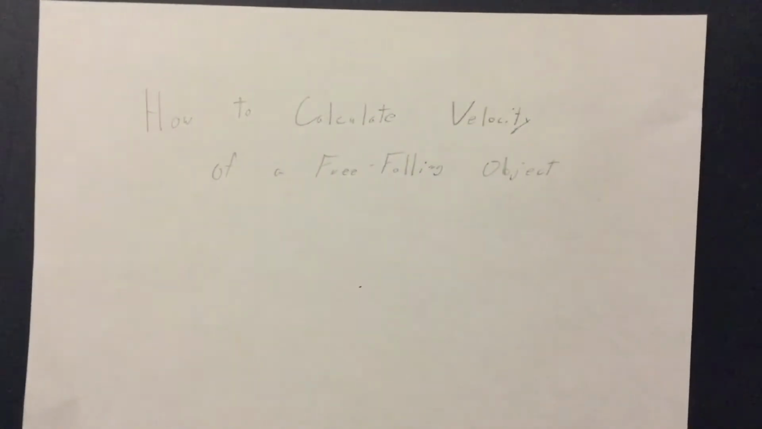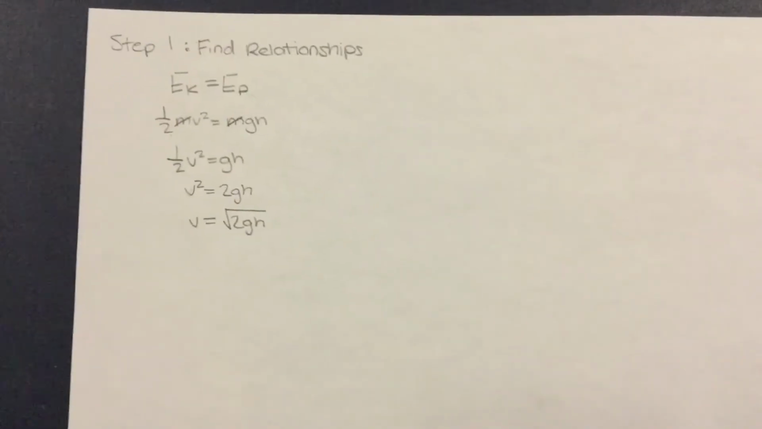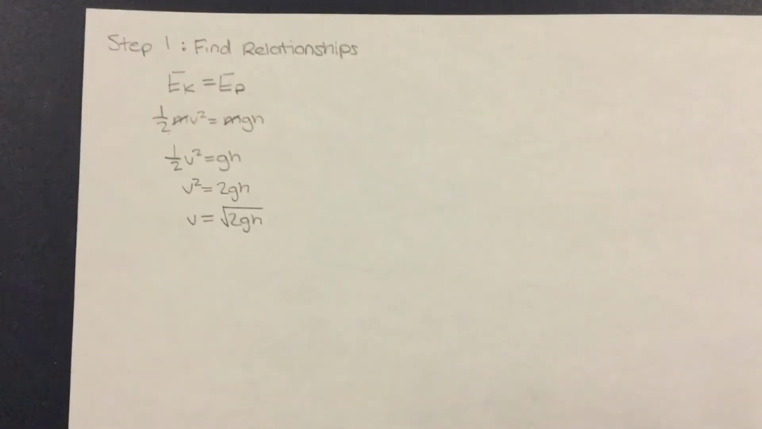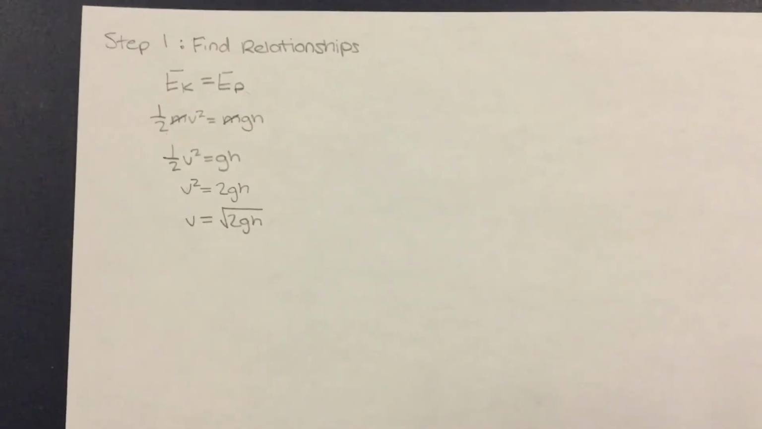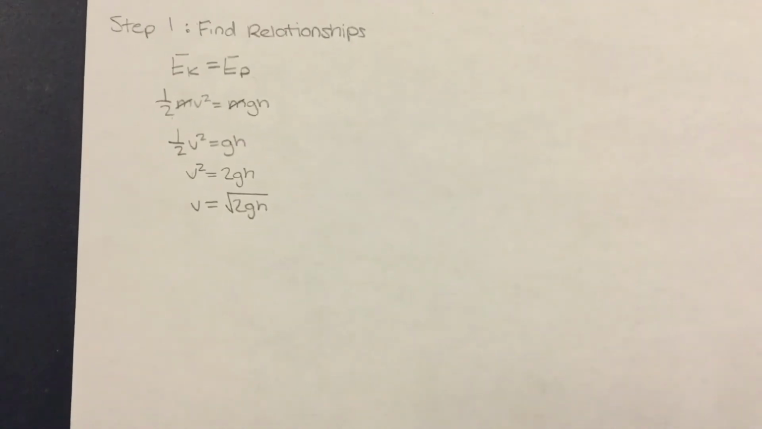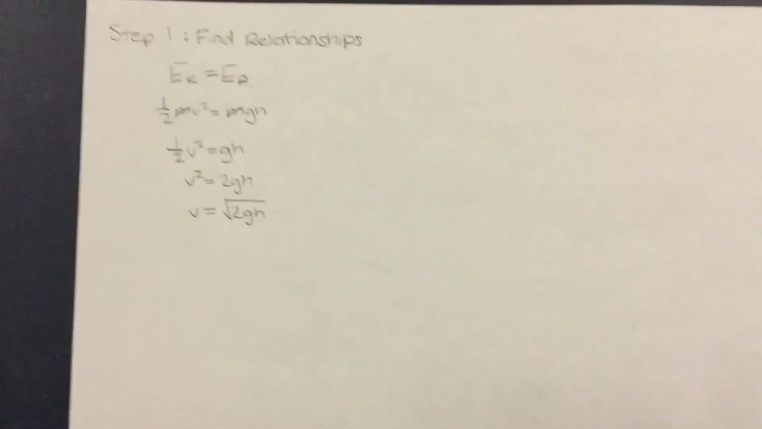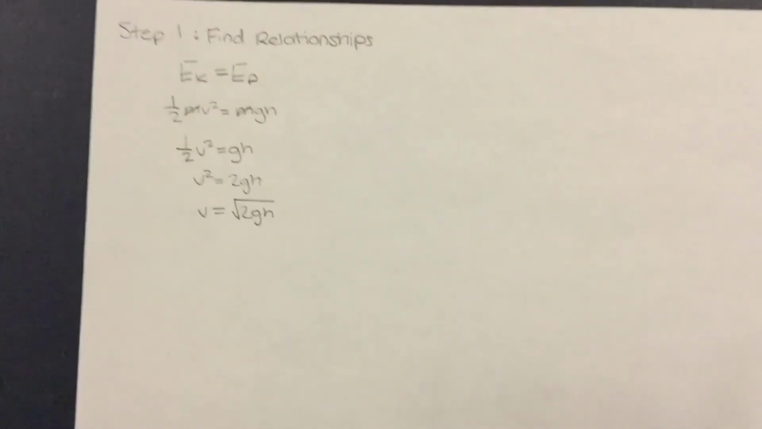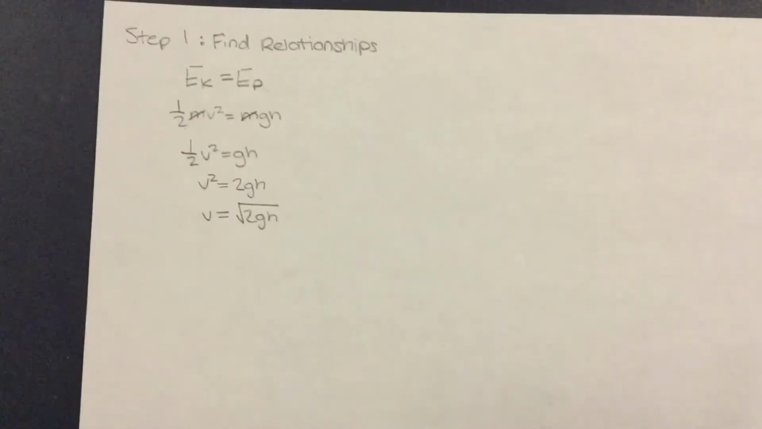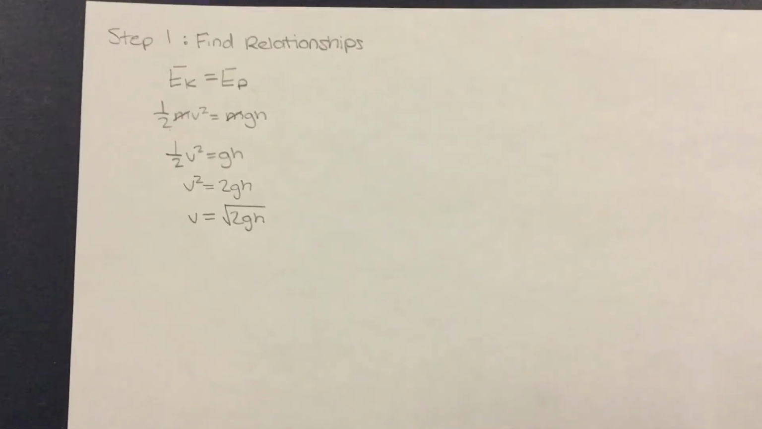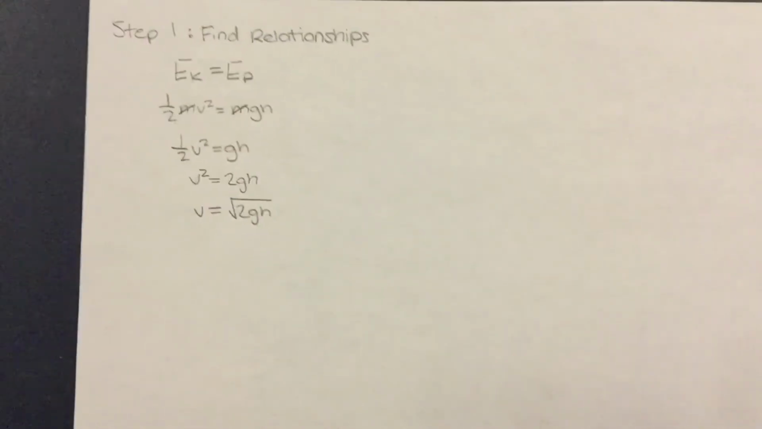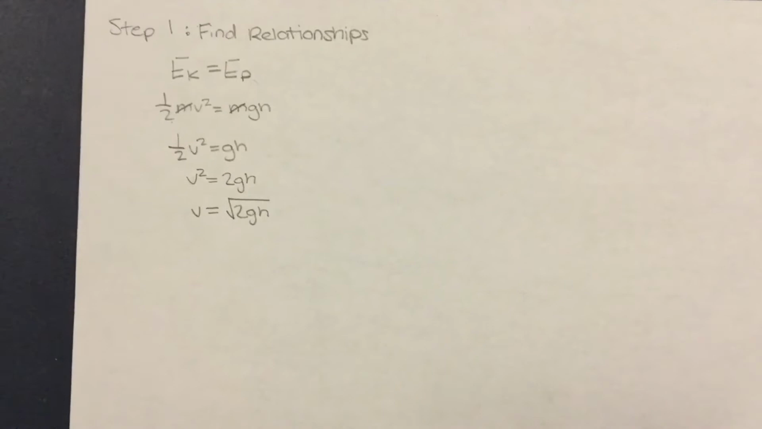Today we're going to teach how to calculate the velocity of an object in free fall. First, we need to find the equations that relate to this problem. So we start out with kinetic energy is equal to potential energy because energy is never created nor destroyed. The equation for kinetic energy is 1/2 mass times velocity squared, and the equation for potential energy is mass times the force of little g times height. And we set these equal to each other because, again, energy is neither created nor destroyed.